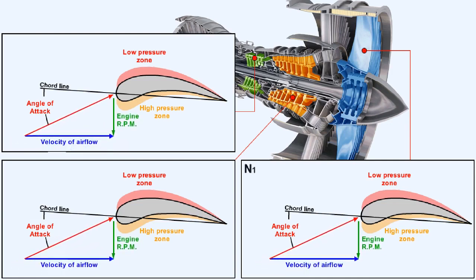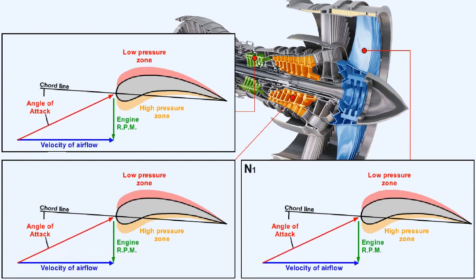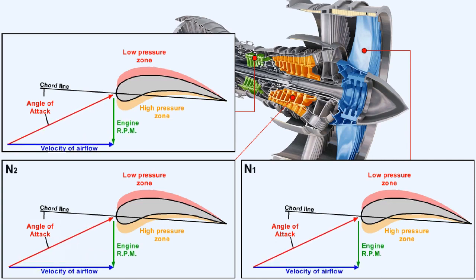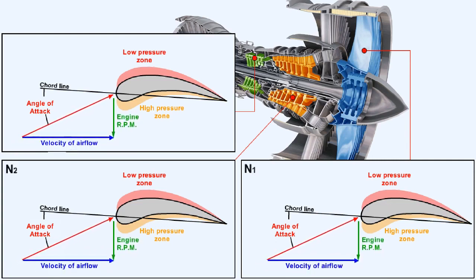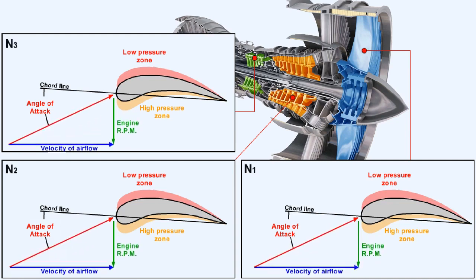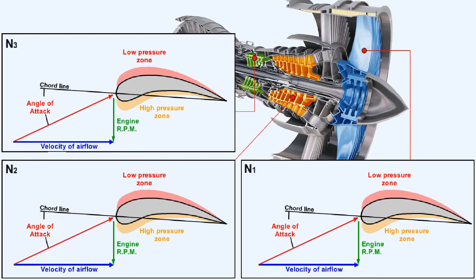When referring to the speed of rotation of the spools, it's usual to call the speed of rotation of the low-pressure spool N1, and the speed of rotation of the next spool in the engine N2. If the engine has 3 spools, then the speed of rotation of what would be the high-pressure spool would be called N3.